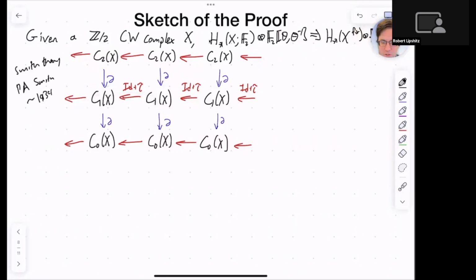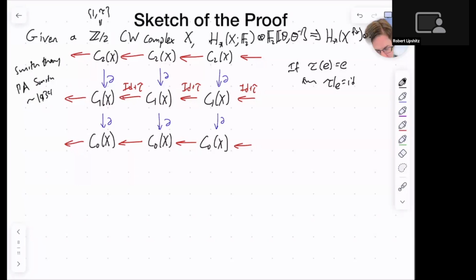So start with a CW complex X with a Z2 action. And here I mean a slightly strong sense. Tau is my generator, Z2 is {1, tau}. If tau takes a cell to itself, it's supposed to act cellularly, taking cells to cells, and if tau takes a cell E to itself, then tau restricted to E is the identity. So that's a Z2 action that's cellular in this strong sense. Then there's a spectral sequence from the homology of X to the homology of the fixed set of the action.